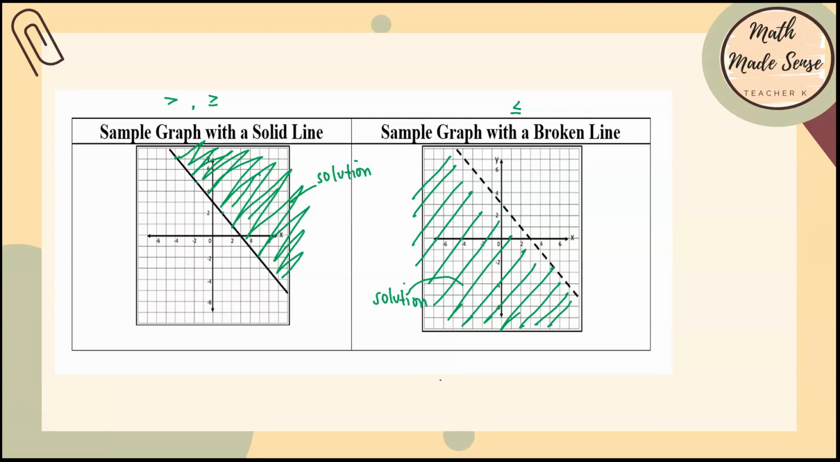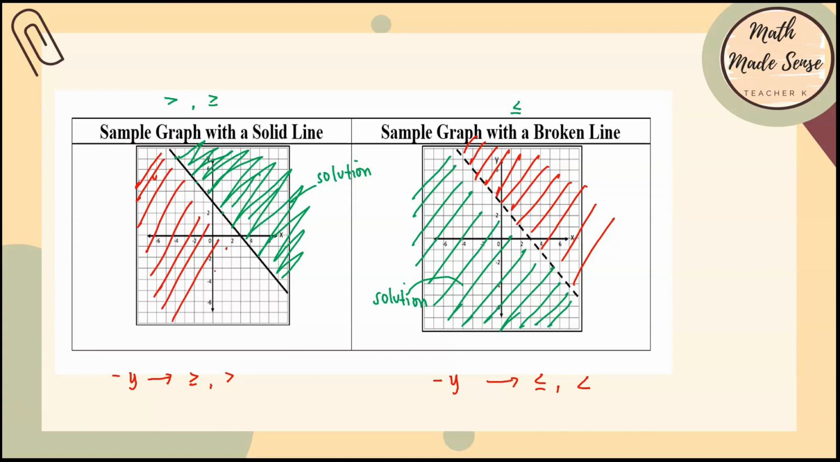Now, in cases where we have a negative y in the inequality, and the symbol of the inequality is less than or equal to or less than, instead of shading the region below the plane divider, we need to shade the region above the plane divider. And the same with symbols greater than or equal to and greater than. If we have a negative y in our inequality, instead of shading above the plane divider, we need to shade the region below the plane divider. So basically, this is how the graph of a linear inequality works.